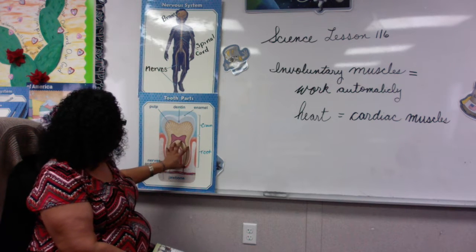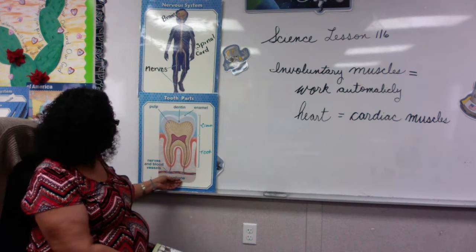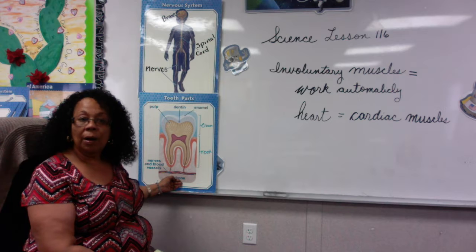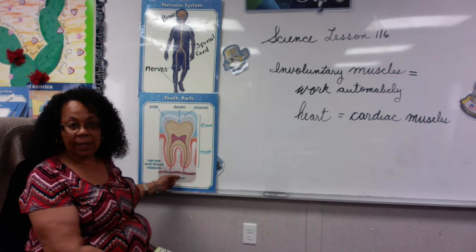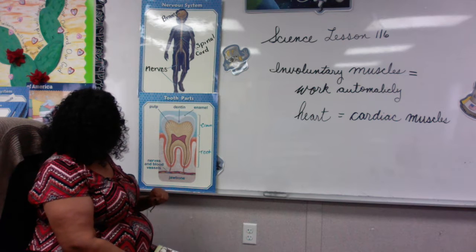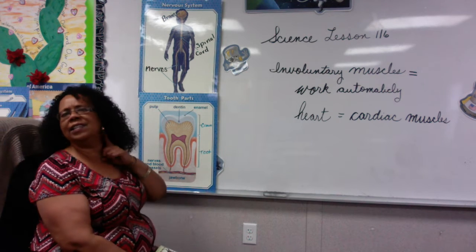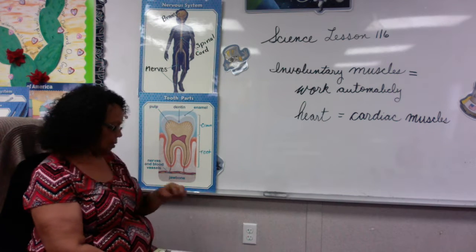The root of your tooth is inside of your jawbone, and inside of your jawbone, you have blood vessels. That means that you have veins and arteries going through it, right? Nerves, veins, nerves and veins. Arteries here, major arteries go this way.